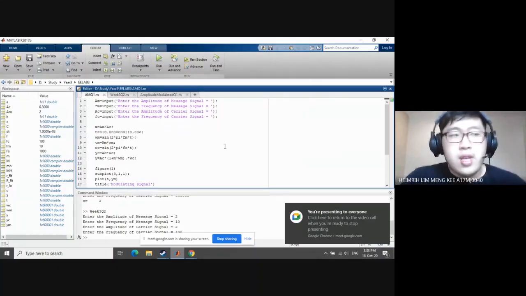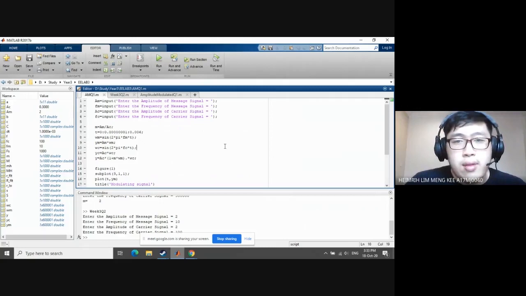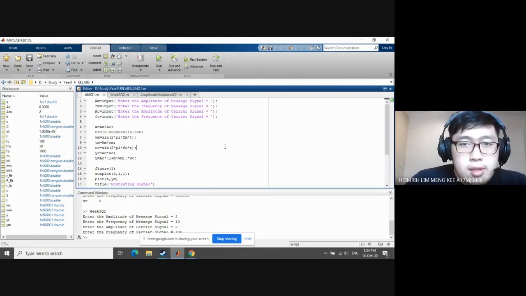Good day, everyone. Today, Liao and I would like to talk about the week 3 lab, which is about analyzing AM modulator and also DSB-SC modulator. For the first question, we are about to see how we can analyze the waveform of the modulated signal, given inputs.